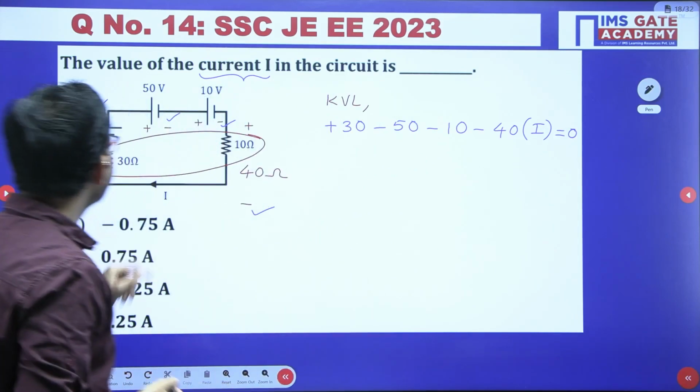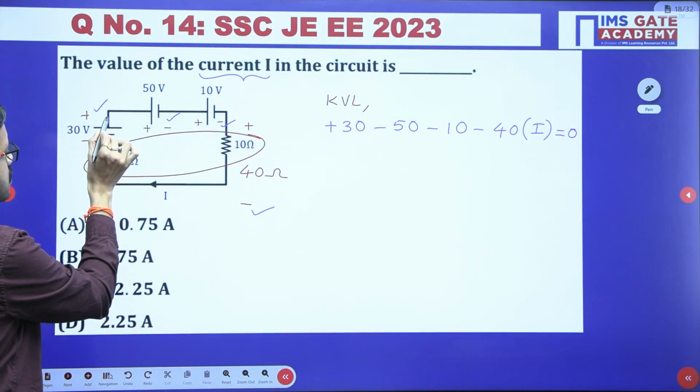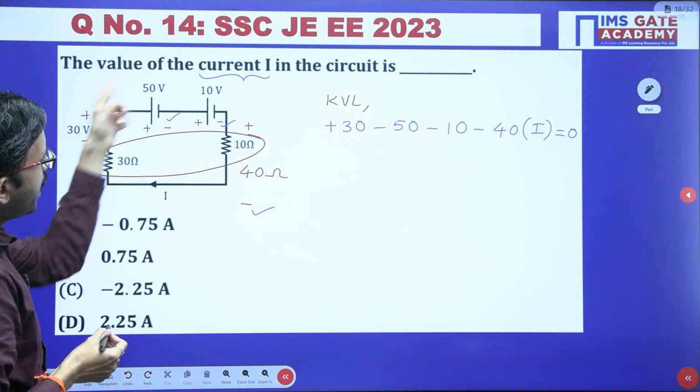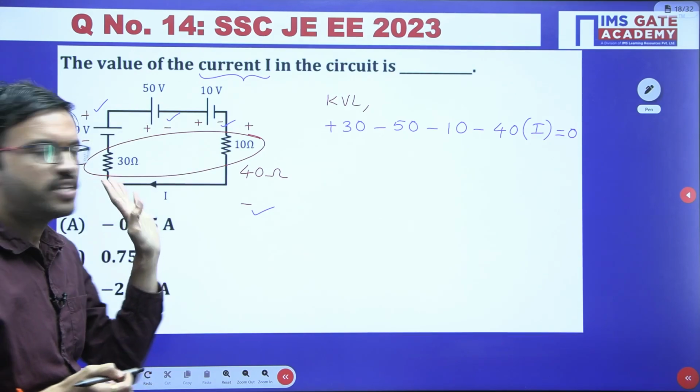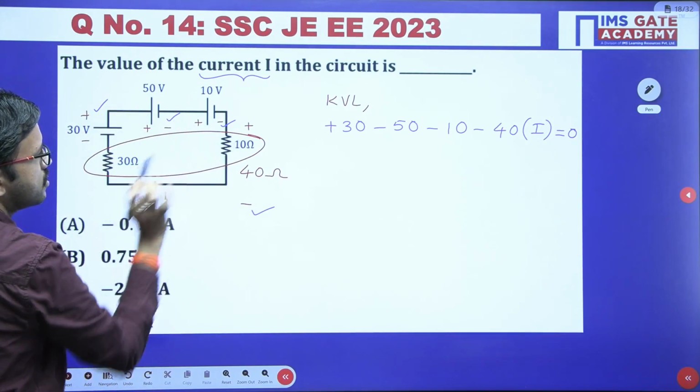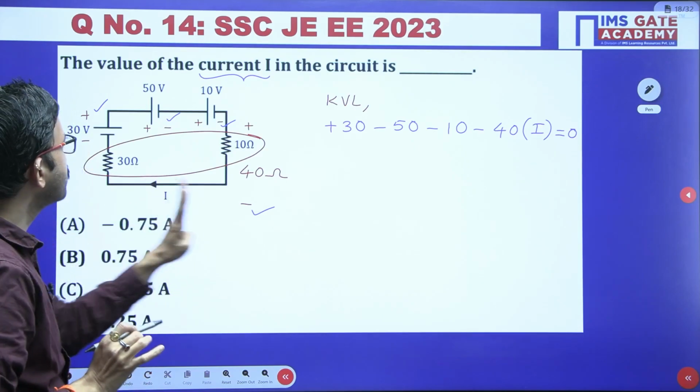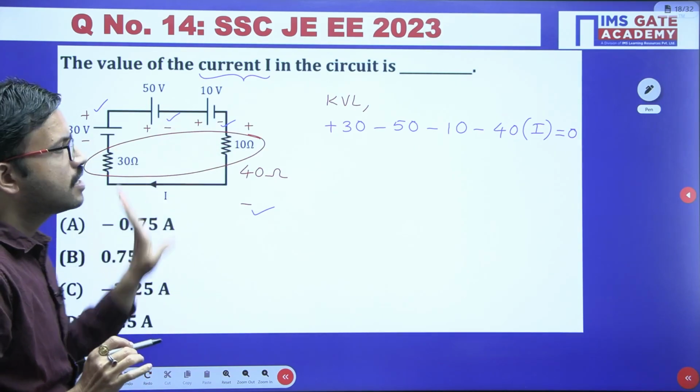See, I have started from this particular voltage source, and I have ended at the same. You can observe 1, 2, 3, 4, total 4 elements are there, out of which 3 are voltage sources, 1 is resistor.